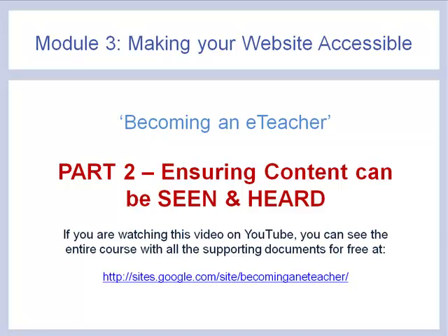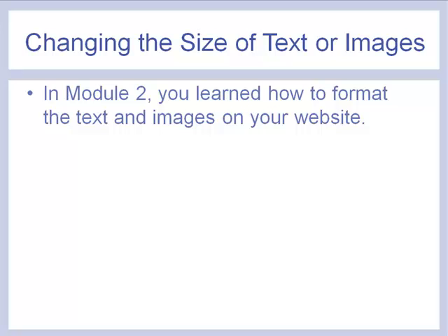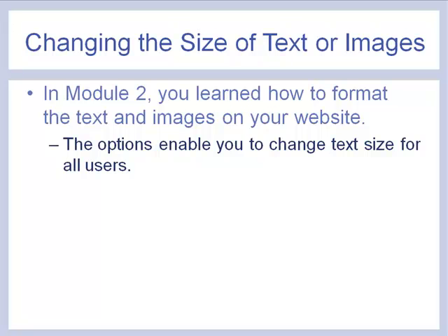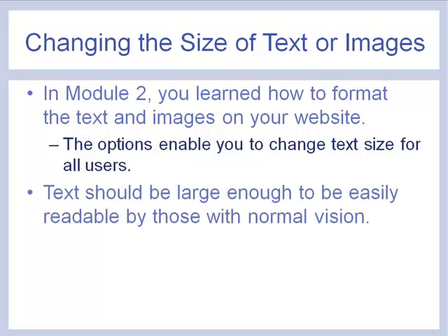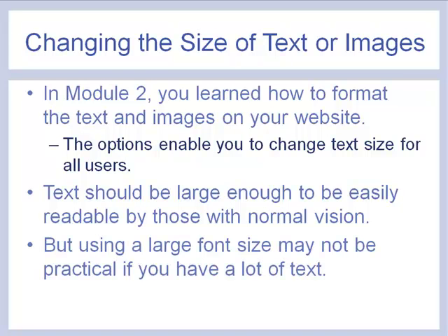Now, as I said, one way of making your content more visible is by increasing the size of text and images displayed on a student's computer screen. In Module 2, we talked about how you can format the text and images on your website. The options discussed there enable you to change the text size for everyone who accesses and uses the site. And in general, the text should be large enough to be easily read by those whose corrected vision is within the normal range. But you should keep in mind that using a large font size may not be practical if you have a lot of text to upload on your website.